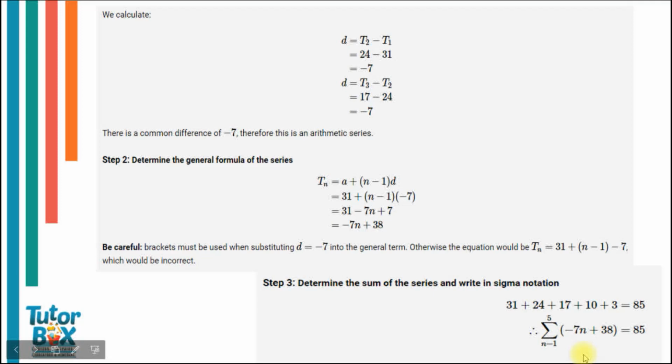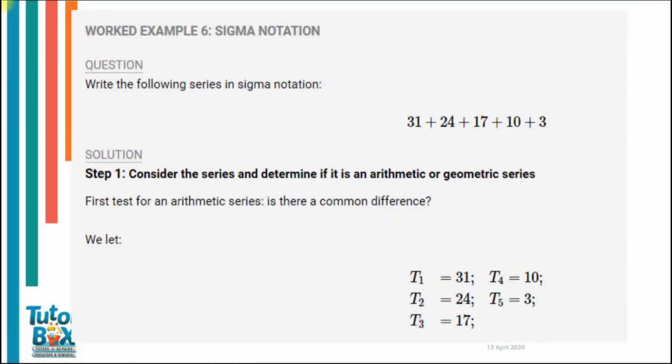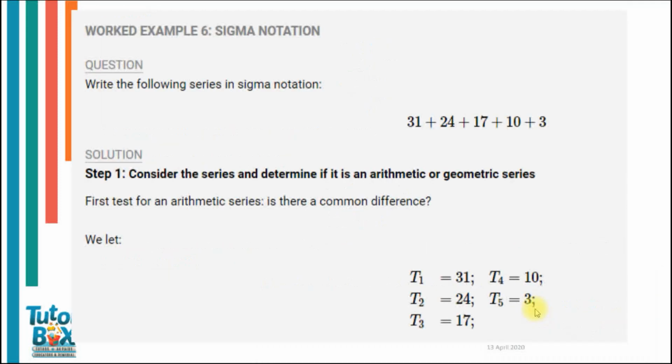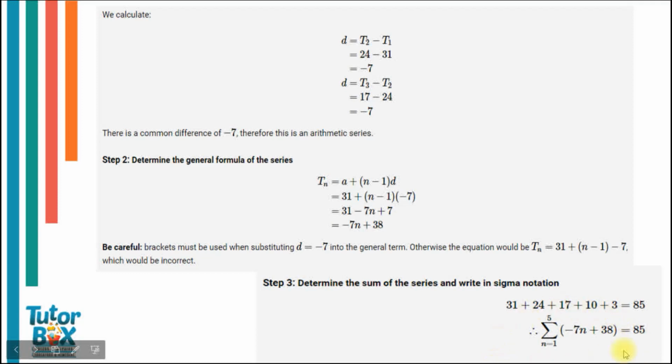So we're summing from n is 1 all the way to 5, and then we've got our general term to be minus 7n plus 38. This will be equal to 85. Guys, because the question just asked you to write in sigma notation, don't go back and start expanding this. They just asked you to write it in sigma notation. So this is how you write it.